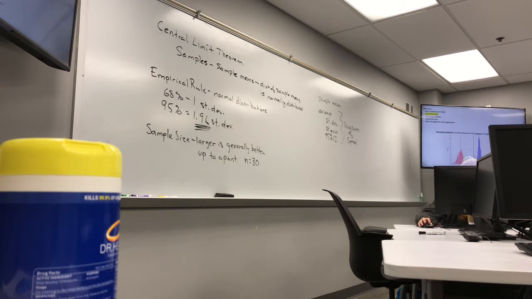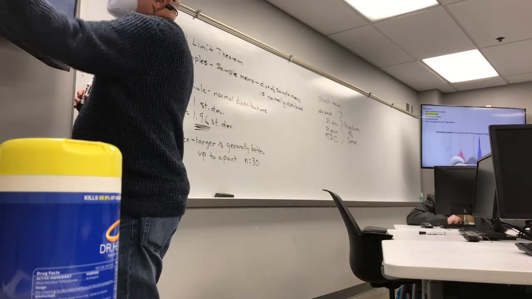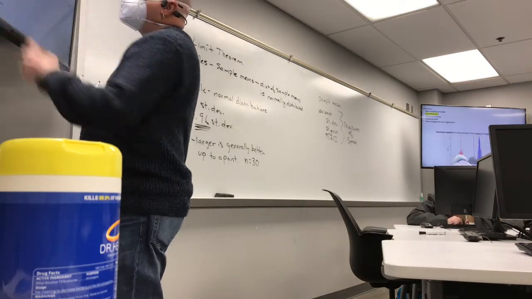So this is just some data pulled off of a textbook's website. In this case, we have three populations, or three samples: the red sample, the black sample, and the blue sample.